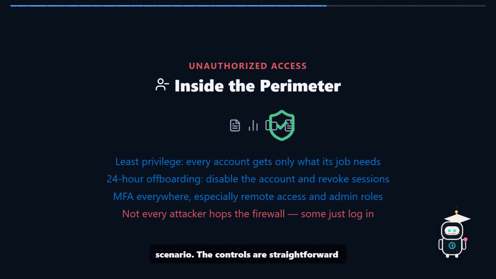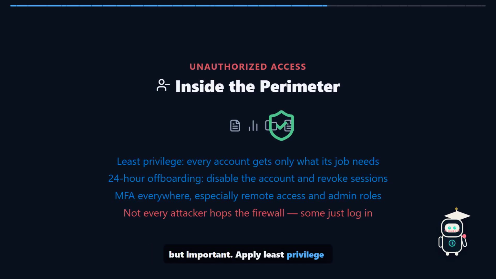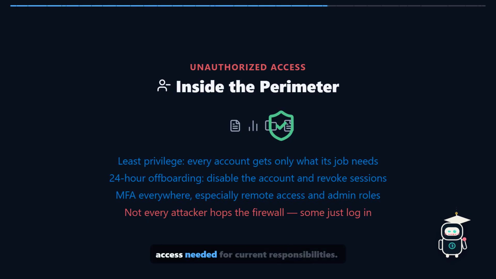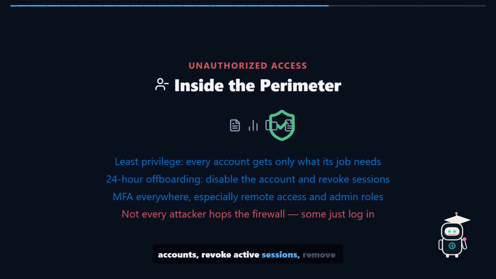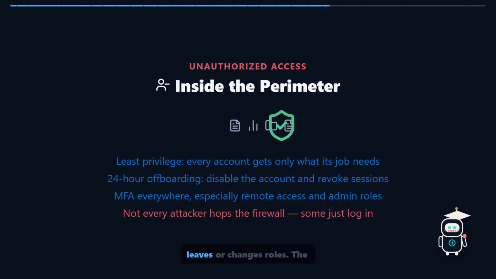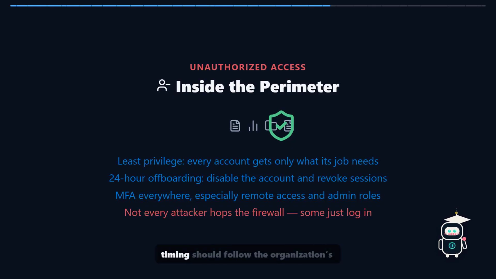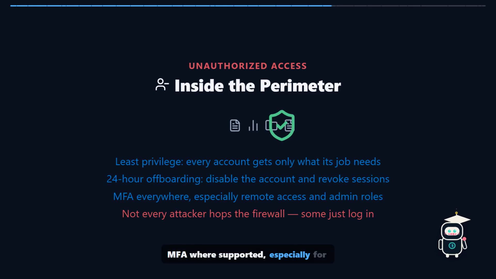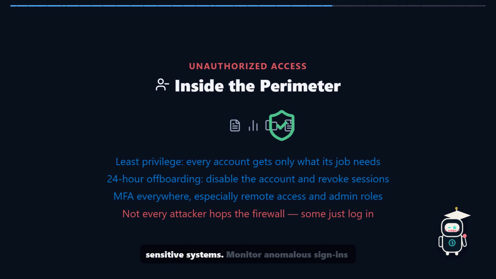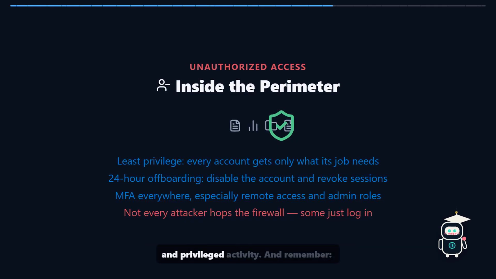The controls are straightforward but important. Apply least privilege so accounts receive only the access needed for current responsibilities. Use identity lifecycle processes to disable accounts, revoke active sessions, remove role and group access, and transfer resource ownership when someone leaves or changes roles. The timing should follow the organization's approved offboarding policy and the risk of the role. Require MFA where supported, especially for remote access, administrative actions, and sensitive systems. Monitor anomalous sign-ins and privileged activity.